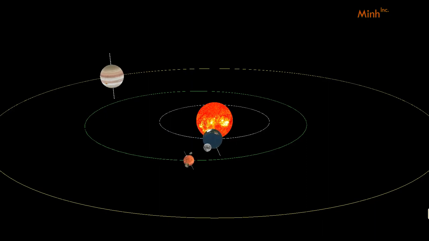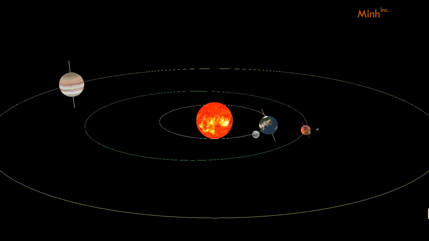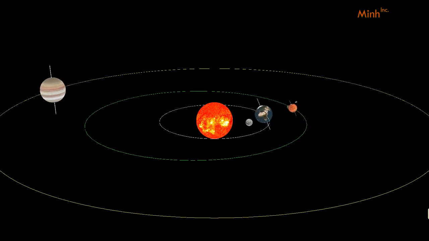So this is how Earth and Mars are. They are not concentric. Okay, so they are nearest to each other. Sometimes Mars comes near to the Earth, and sometimes it goes far. So this is the scenario.